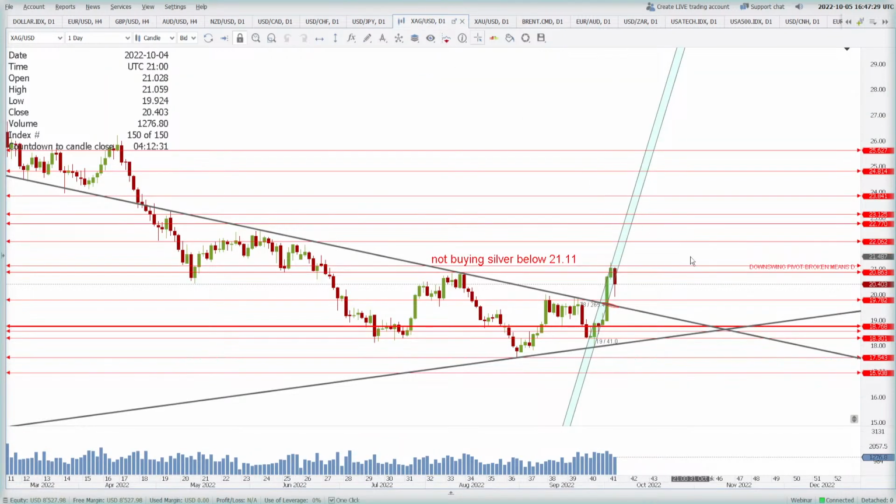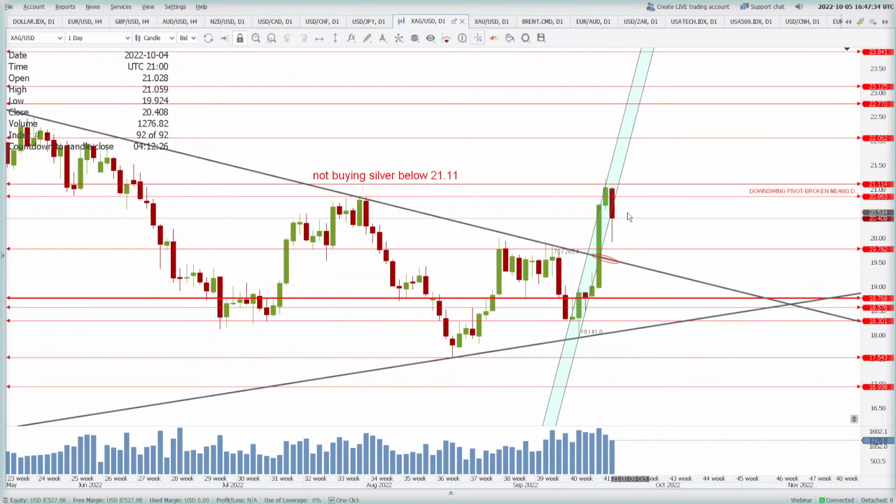The silver is doing very good, but it just failed to break above the level where we were going to become buyers. Now I said that I am not going to buy silver below 21.11. The silver actually went higher than 21.11 but failed to close higher, and this is what happened. So it came back below this area and now it made an intraday low of 19.92.